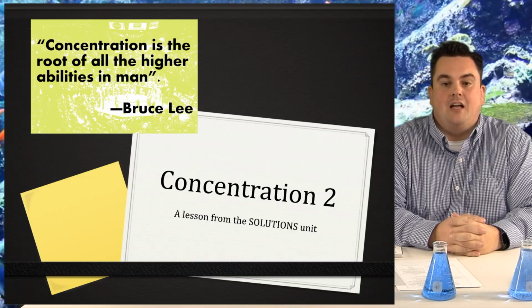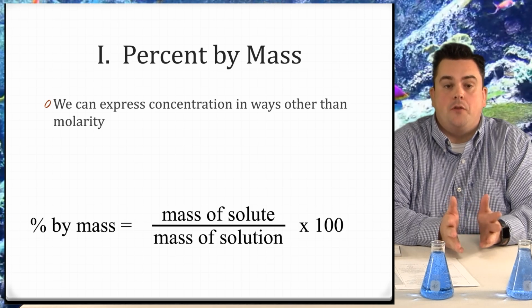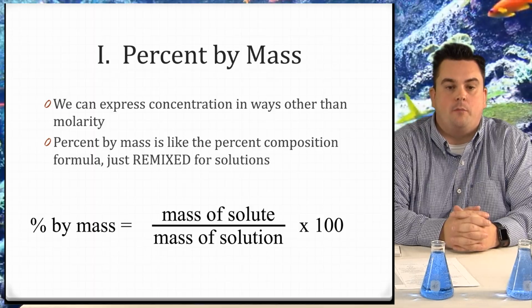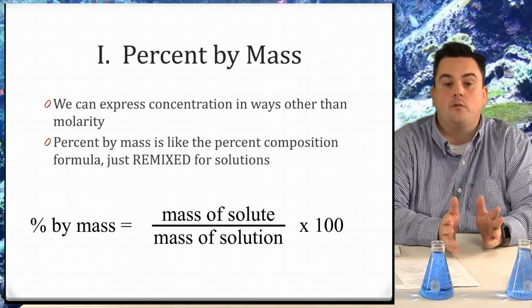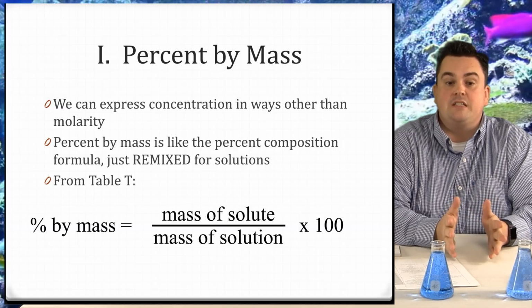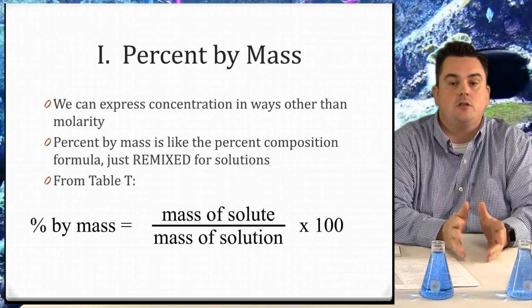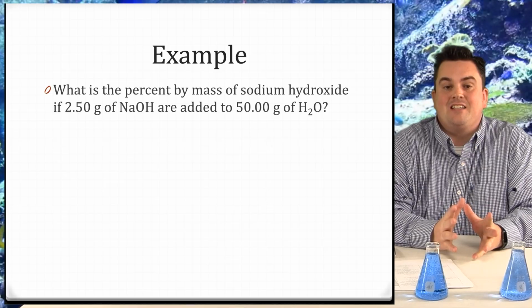So let's get started. Concentration 2, a lesson from the solutions unit. Percent by mass. We can express concentration in ways other than molarity. Percent by mass is like the percent composition formula, just remixed for solutions. From Table T, percent by mass equals the mass of solute over the mass of solution times 100. All right, we have an example problem here.